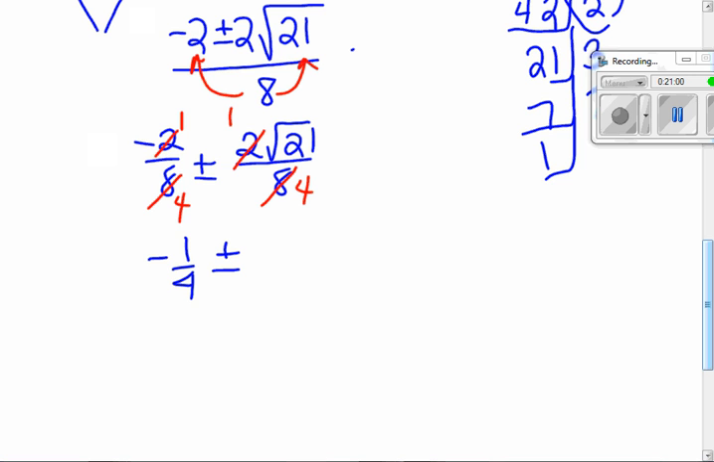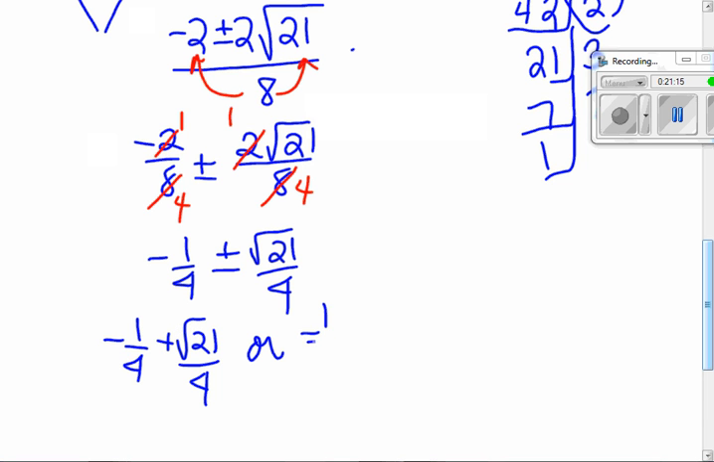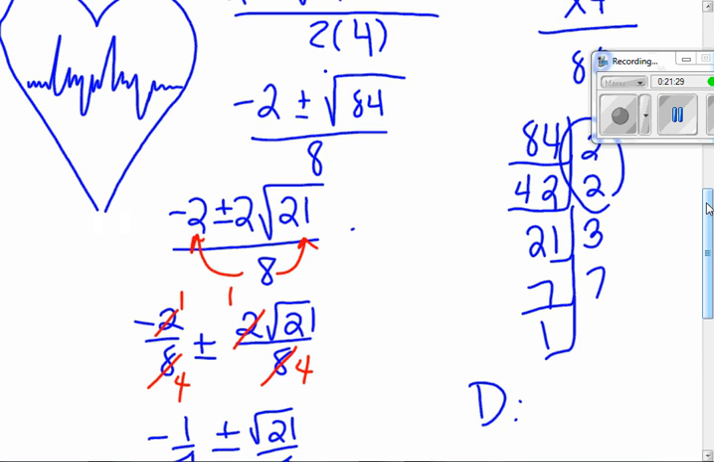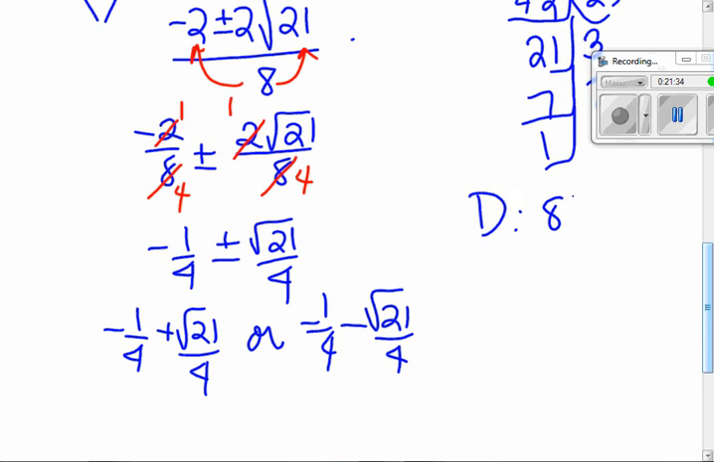Square root of 21 over 4. Now, there's two answers. You get a negative 1/4 plus the square root of 21 over 4, or you get the negative 1/4 minus the square root of 21 over 4. There's two answers. We knew there were two answers. Because what's the discriminant? Let's look up here. What's the discriminant? 84. Positive. How many answers should I get? Two answers.